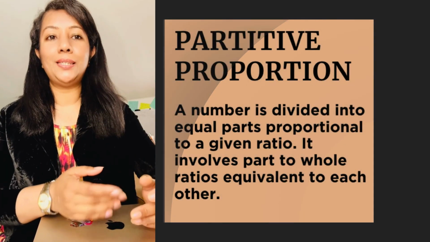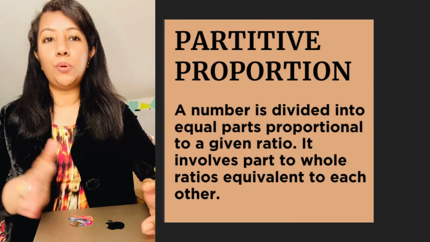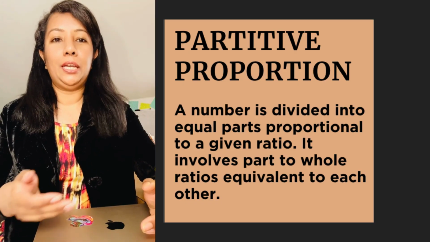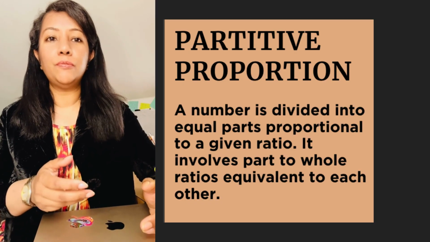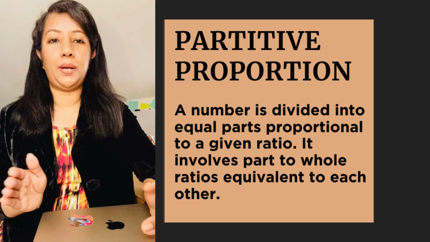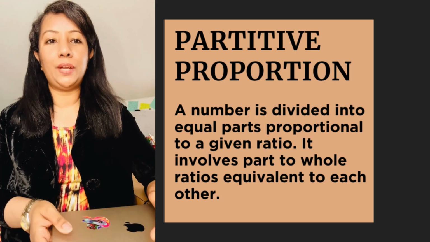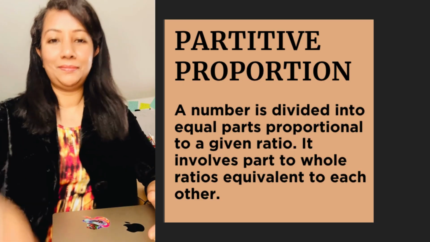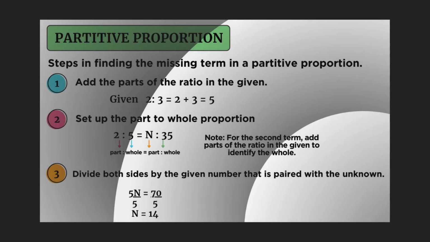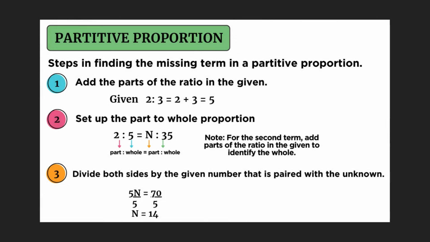Partitive proportion: a number is divided into equal parts and proportioned into a given ratio. It involves part to whole proportion, where the ratios are equivalent to each other. Steps in finding the missing term in a partitive proportion: add the parts of the ratio in the given, set up the part to whole proportion, and divide both sides by the given number that is paired with the unknown.